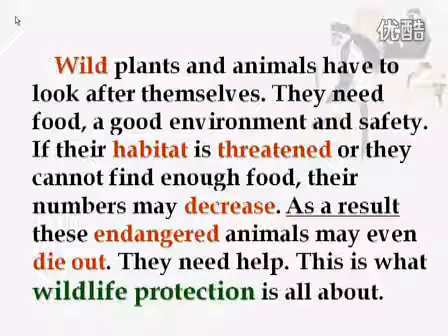Wild plants and animals have to look after themselves. 这些野生的动植物不得不要学会照顾自己，因为它们生长在哪里？生长 natural conditions, right? They need food, a good environment, and also safety. 它们需要的是食物啊，良好的生长的环境以及安全。If their habitat is threatened, or they cannot find enough food, their numbers may decrease.